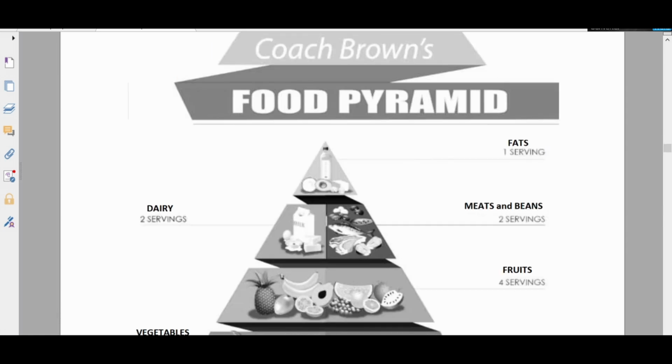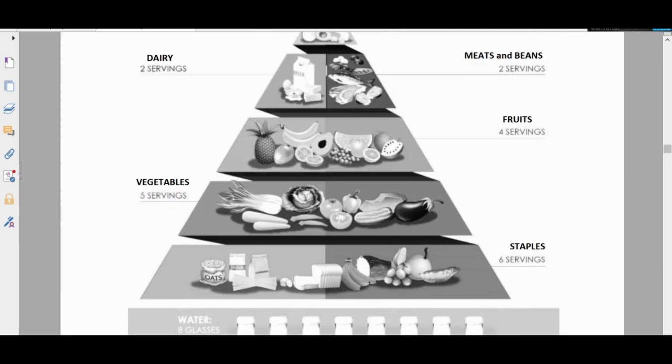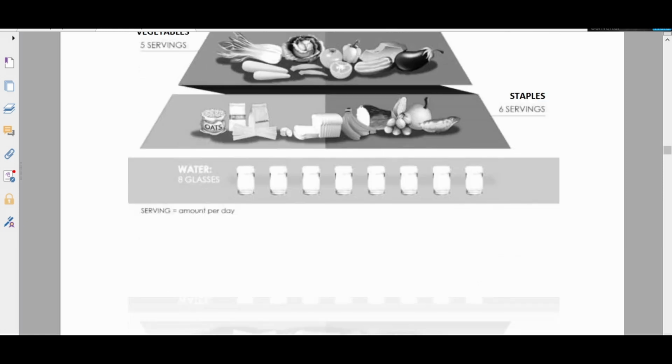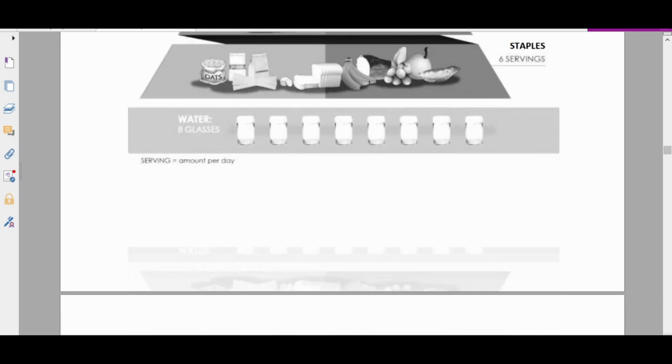So here we have now the food pyramid, Coach Brown's food pyramid. We have fats, 1 serving, dairy, 2 servings, meat and beans, 2 servings, fruit, 4 servings. We have vegetables, 5 servings, staples, 6 servings, water, 8 glasses, and the serving is the amount per day. We see the 8 here. We see the staples that we have 6 servings, and so on. Alright.